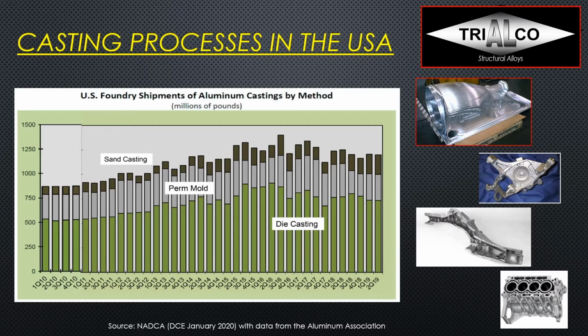Now, on to the gravity or low pressure permanent mold casting. There you can see an automotive suspension component. And the topmost picture is actually a huge sand casting in a high strength alloy for an amphibious vehicle. So you can see that castings can be made in very different shapes and with different applications with various alloys.